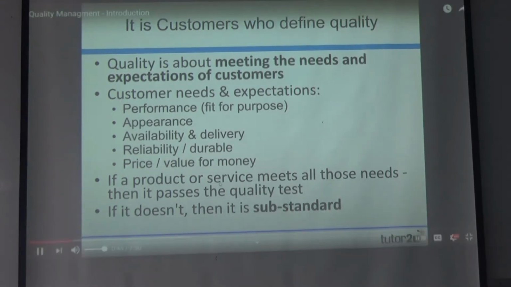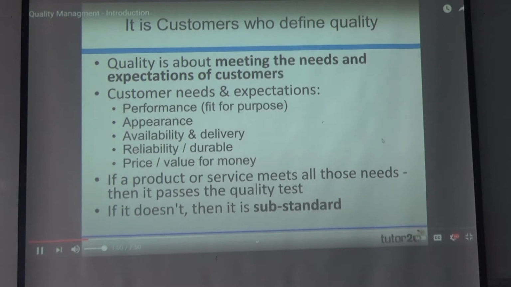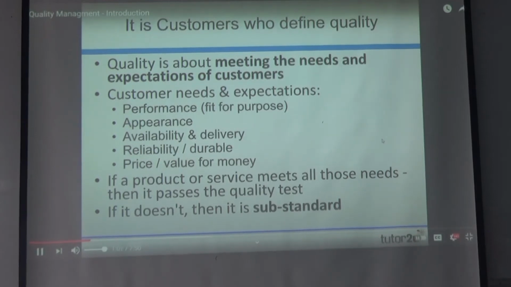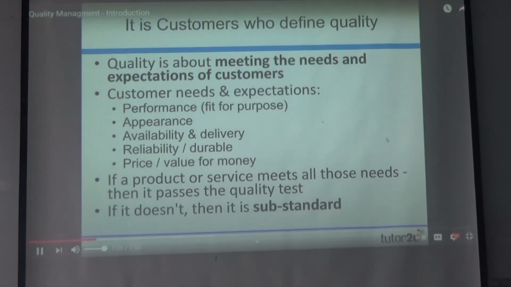And to achieve quality, you need to meet needs and expectations such as performance. Does the product do what it needs to do? Is it fit for purpose? How does it appear? How reliable is it? How durable is it? Is it available to buy? And also, of course, price. Is the price consistent with all of those other needs and expectations? Does it represent value for money?